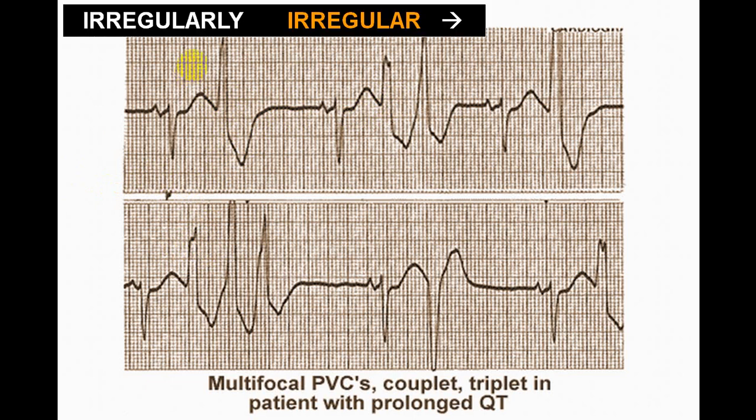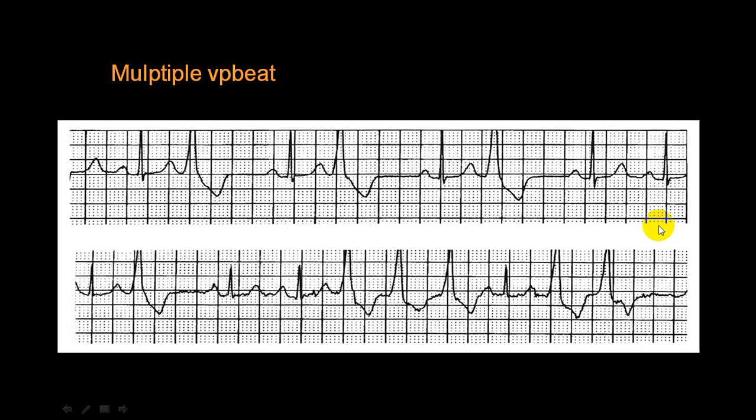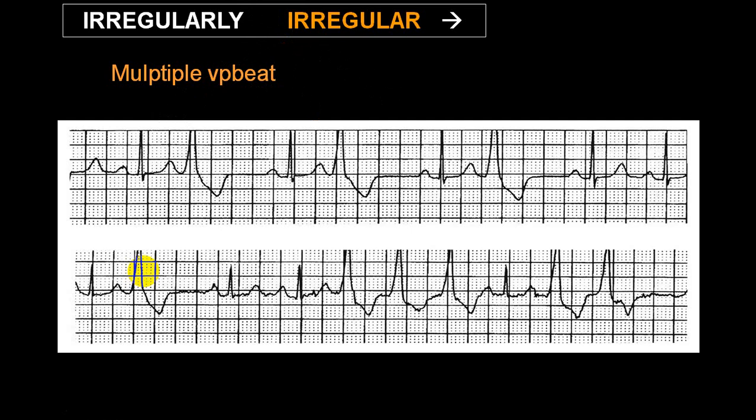One of the examples, this is single beat, this is couplet, this is again a single beat, this is triplet, again a single beat, and they are coming with different coupling intervals, and that's why this will be irregularly irregular. Again a similar example, you can see this is almost ventricular bigeminy, followed by three ventricular premature beats, we call it a ventricular triplet, and then there is again a ventricular couplet, and this is again a single ventricular premature beat. So this is irregularly irregular.